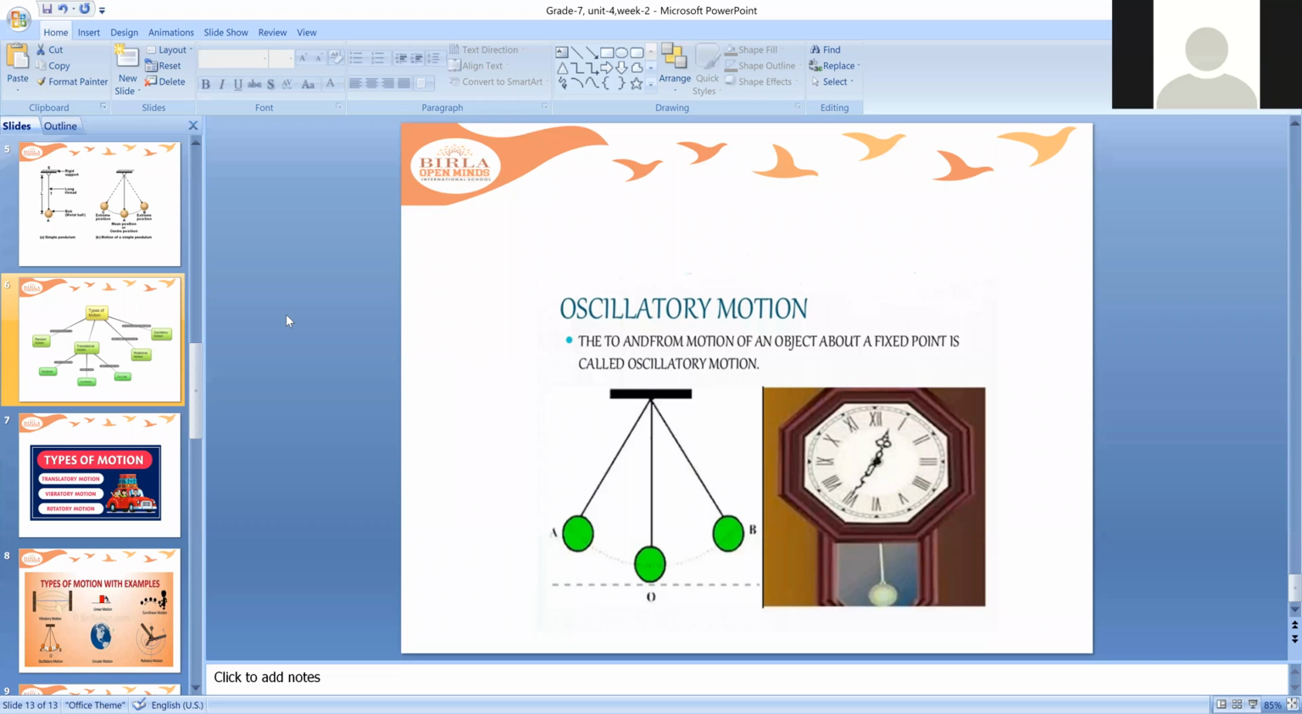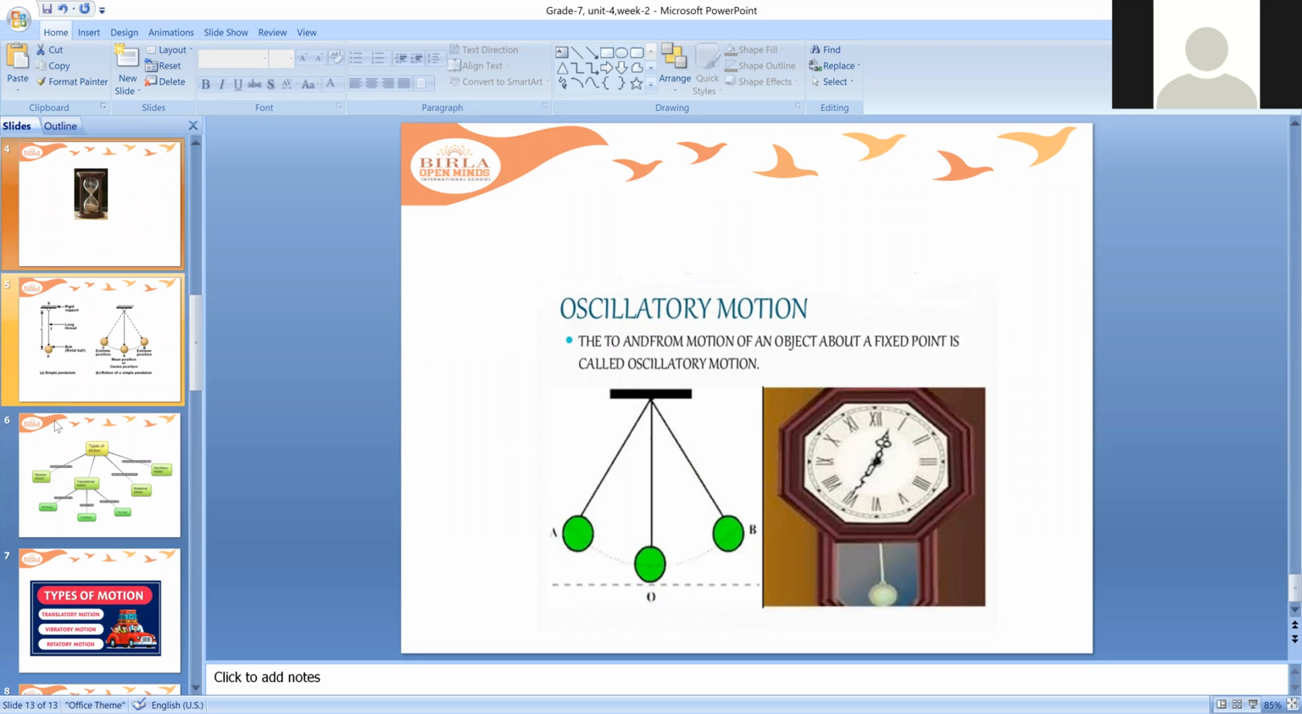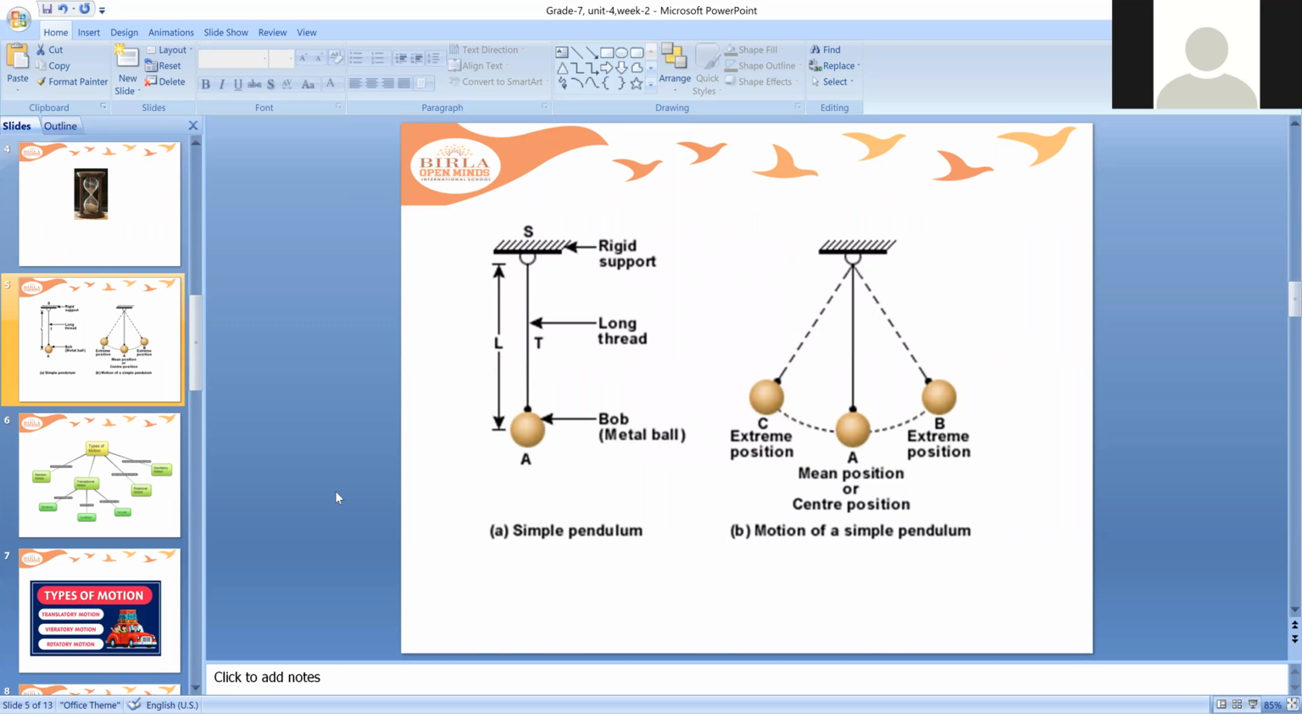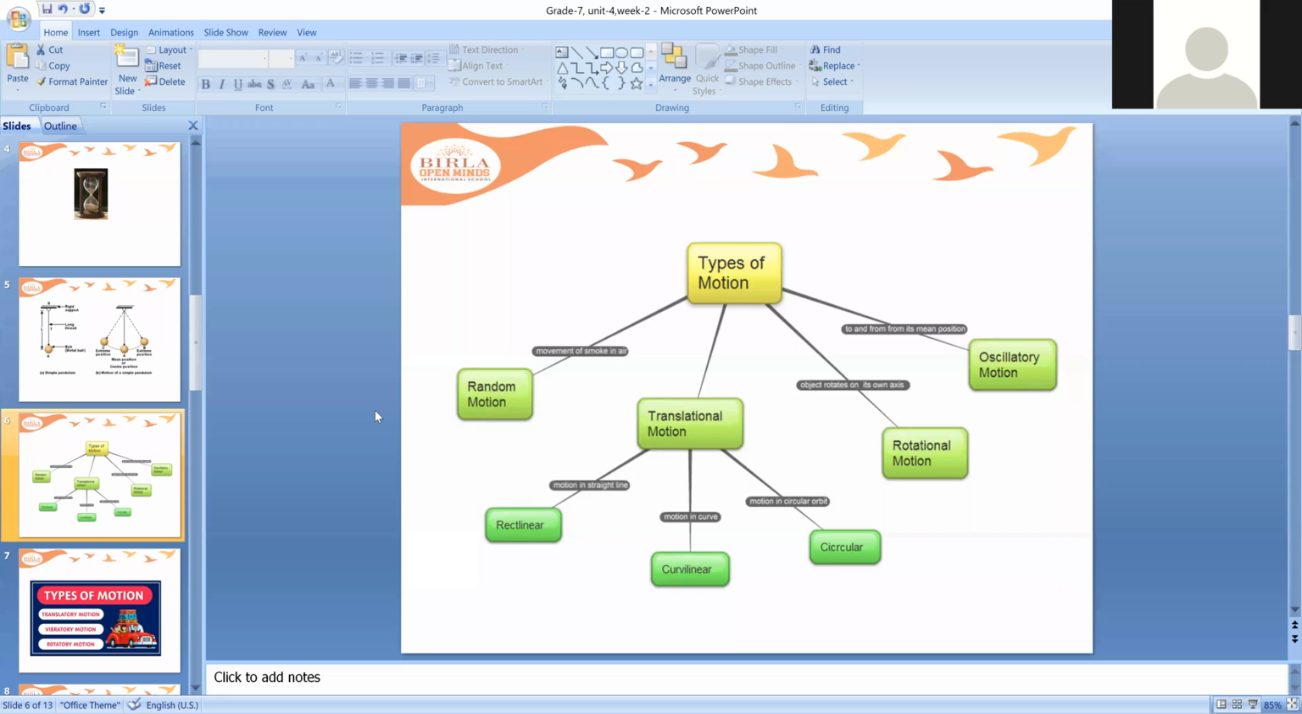So in our last class, we discussed the different types of motions. We even discussed time and the simple pendulum. I hope this topic was clear to you, and the different types of motion.